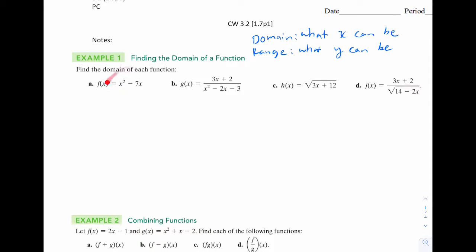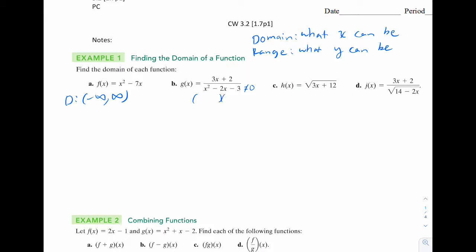So for this one, think about how you can plug in anything. So your domain is simply going to be all real numbers because you can plug in anything. Now for b, we have a fraction. And for the fraction, recall that your denominator cannot be 0.